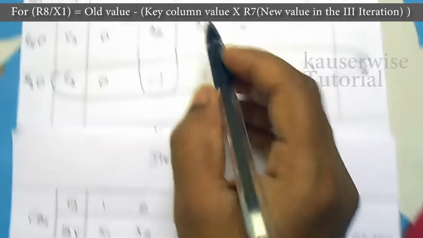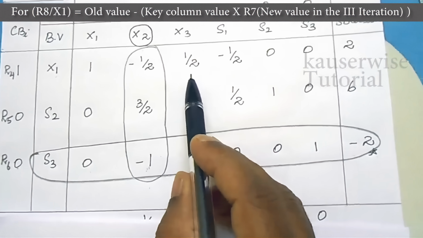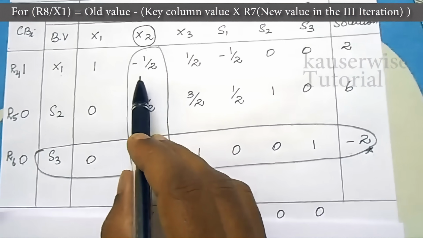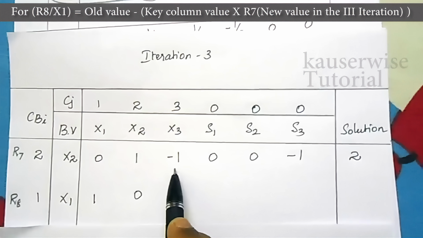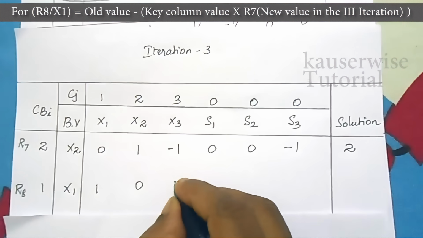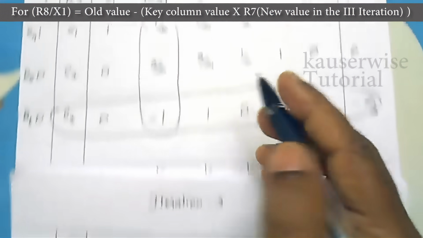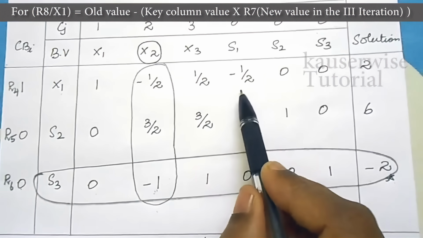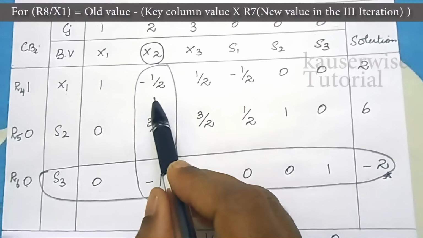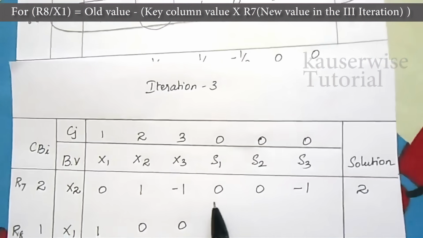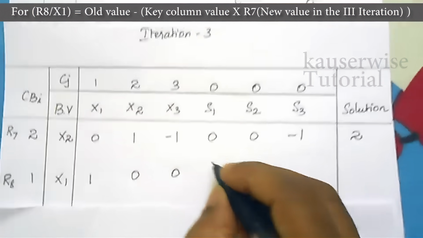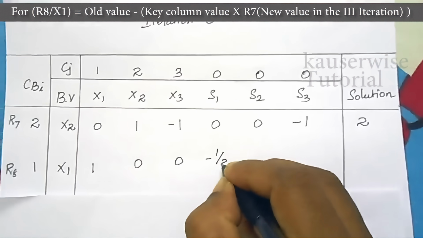For the next value, old value is 1/2 minus key column value is -1/2 into new value is -1. The answer is 0. For the next value, old value is -1/2 minus key column value is -1/2 into new value is 0. The answer is -1/2.